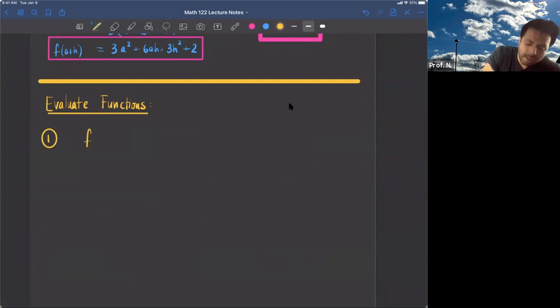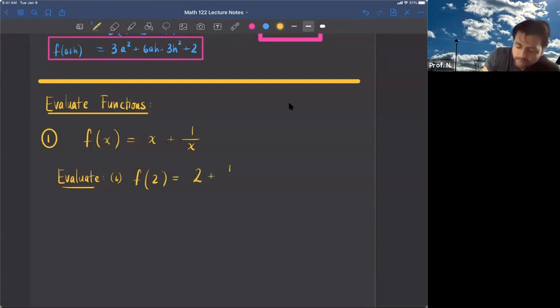Number 1 says, I have a function, and this function is written as the following: x plus 1 over x. That's our function. And then we want to evaluate at certain input values, at particular x values. So for example, f of 2. What is f of 2? Well, I just plug in 2 every single time I see x. So the answer is going to be 2.5. So that's what the value of the function is when I plug in 2.